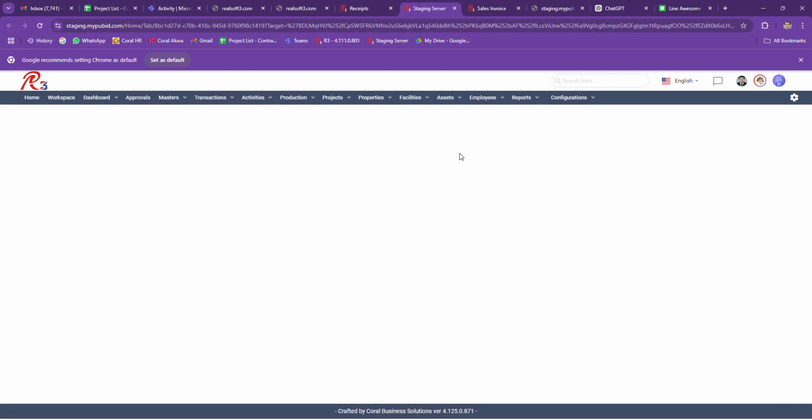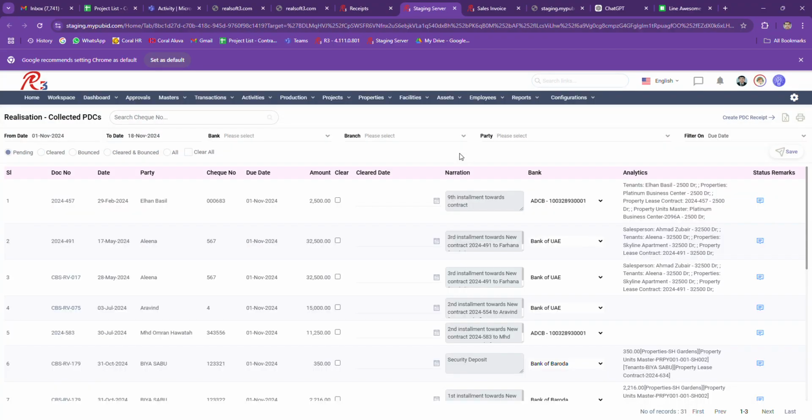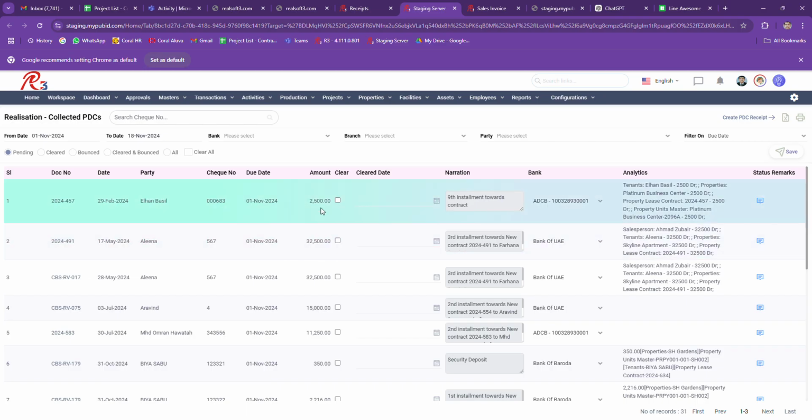If we go there, realization, you see this word realization. It's a realization. Okay, now we already have a check of 2,500 and you got this check. Not this one, actually not this one. You got this check from the new customer.